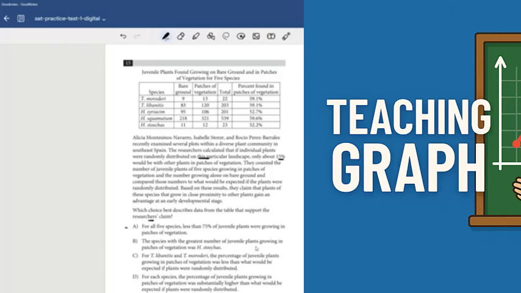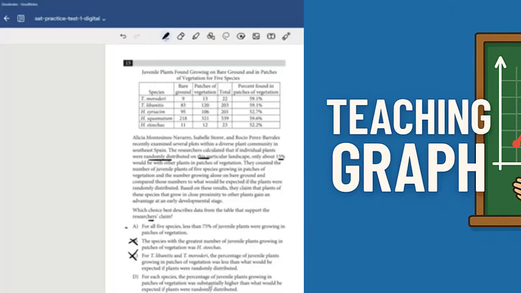The species with the greatest number of juvenile plants growing in patches of vegetation was H. stotechus. That's not true, and it also doesn't support anything. For T. levantis and whatever, the percentage of juvenile plants growing in patches of vegetation was less than what would be expected if plants were randomly distributed. Well, no, they were saying that if they were randomly distributed, there would only be about 15%. So this is actually greater, so that's wrong.